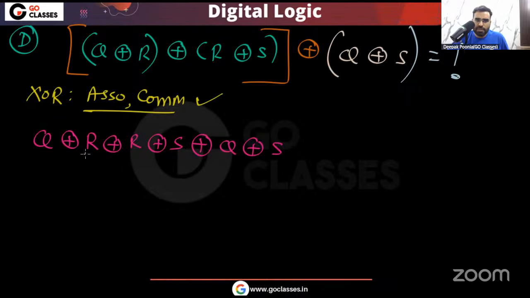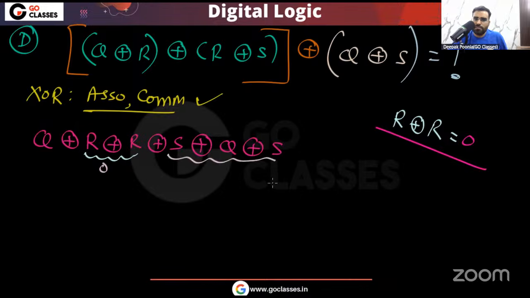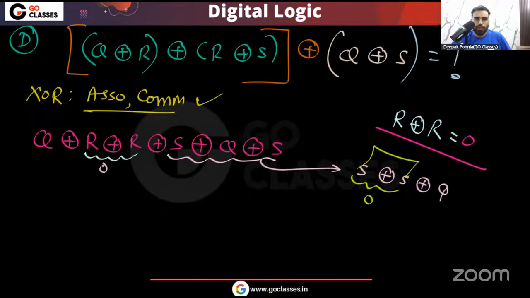Here you can notice one thing: what is R XOR R? That will be 0, correct? Because both are the same, and when both inputs are the same, XOR will be 0. So R XOR R will be equal to 0. And here I can apply the commutative property and write it as S XOR S, which also will be 0 because they are the same. So either both will be 0 or both will be 1. When both inputs are the same, XOR will be 0. So here I got 0.